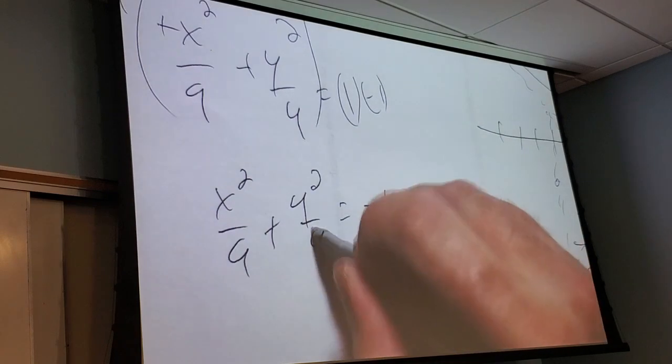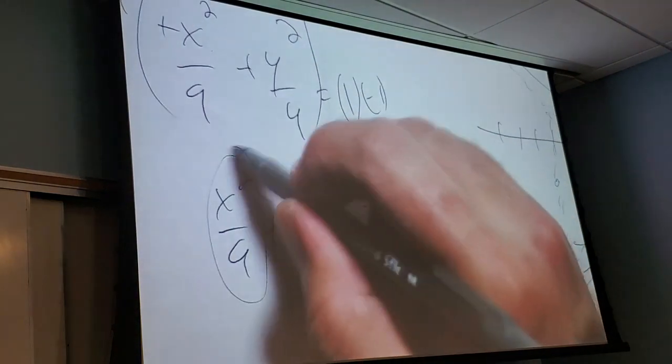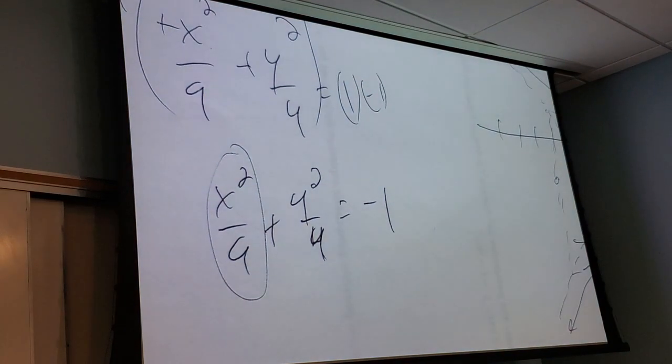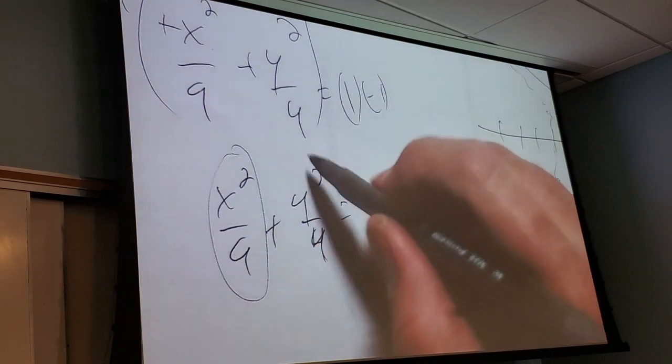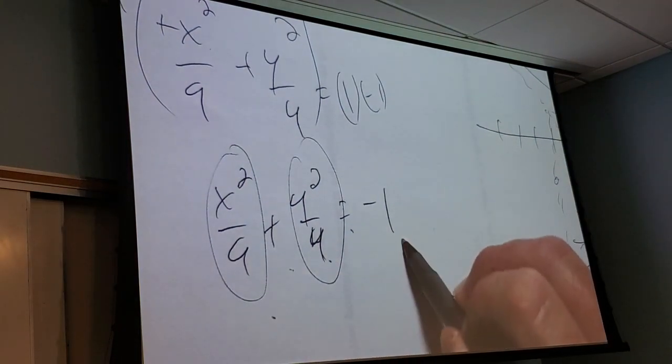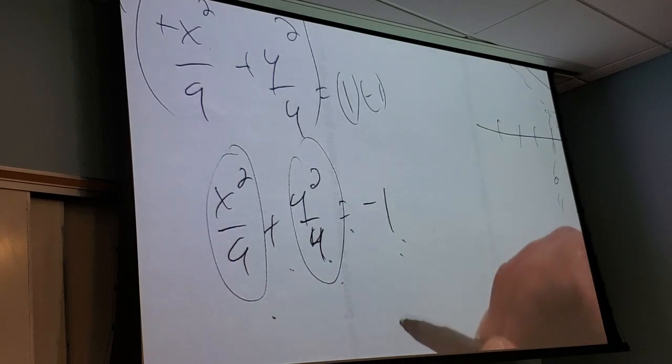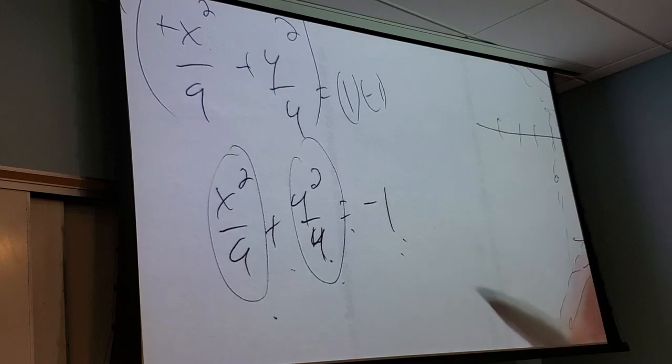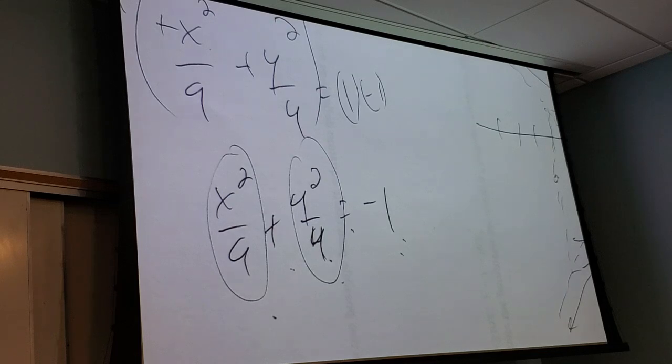Can that happen? Is this positive or negative or both? It's always positive or 0, and this is always positive. So positive plus positive equals -1. Is that possible? Can I add 2 positive numbers and get -1? No. Nope. So that would lead to no graph, or at least no real graph. If I extended my dimensions to include complex numbers, I could graph that thing, but let's not do that.